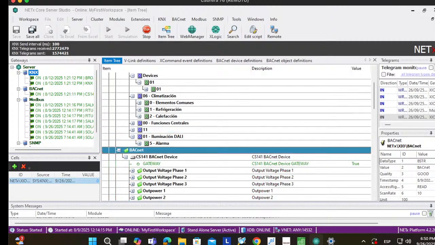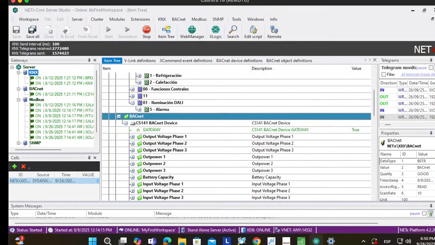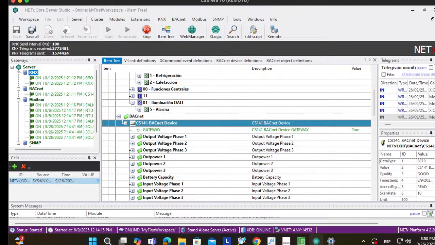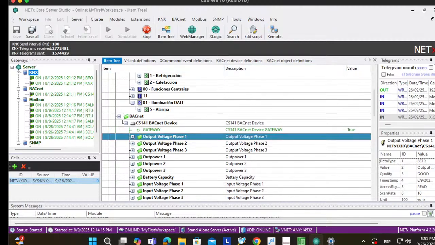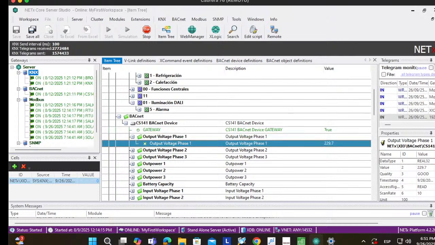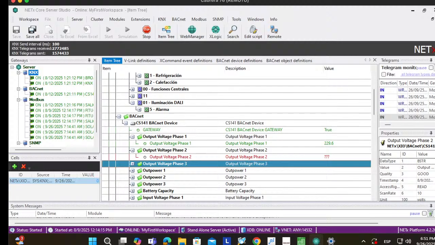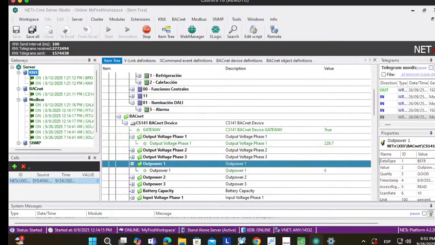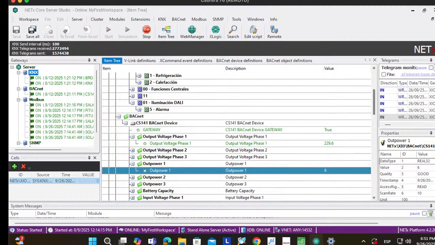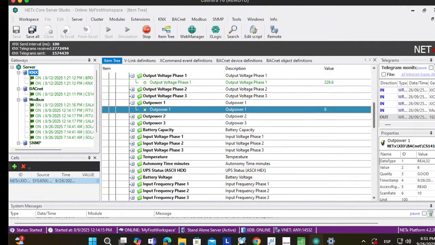BACnet. So in this project, I also have BACnet. I'm using a BACnet device, in this case a UPS. This is a one-phase device, if I'm not mistaken, so I can get the value here of phase 1. This is volts, and since it's only one phase, I can get the value in real time. I can see the output power, in this case 6 amperes, the consumption. This UPS is only for a few things.